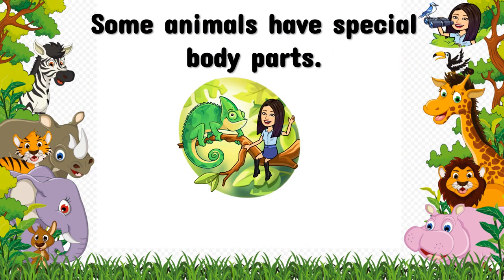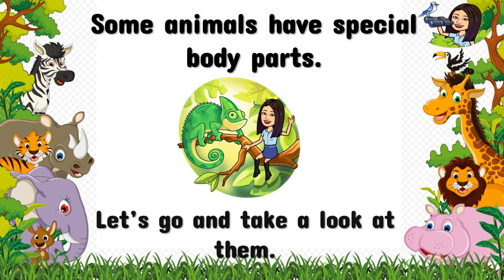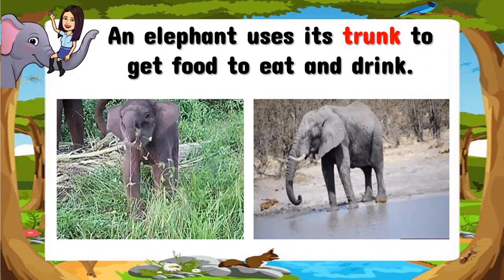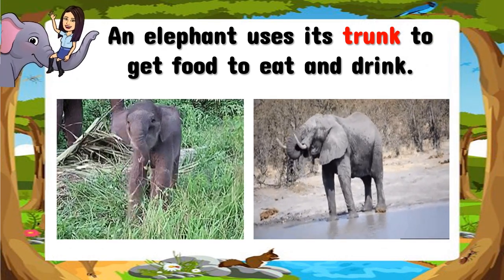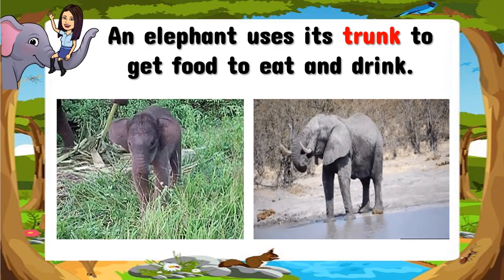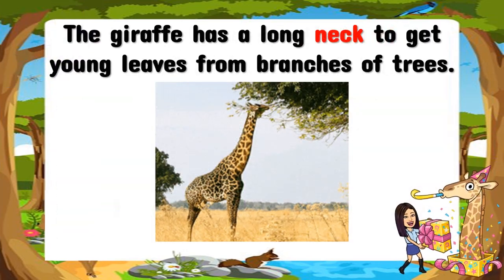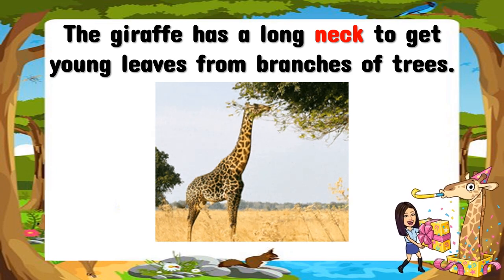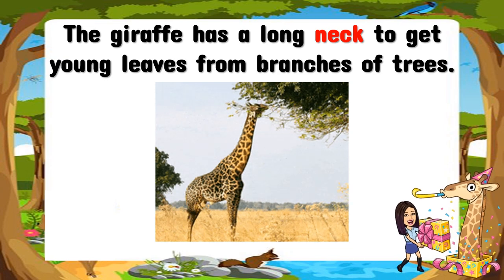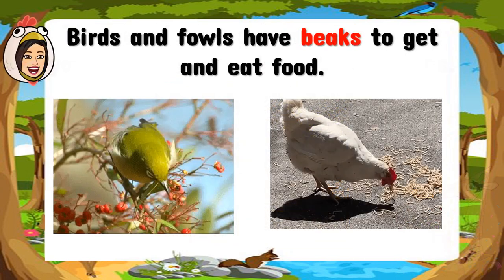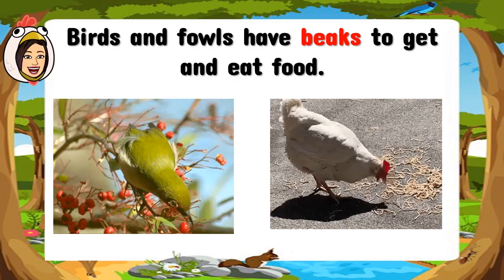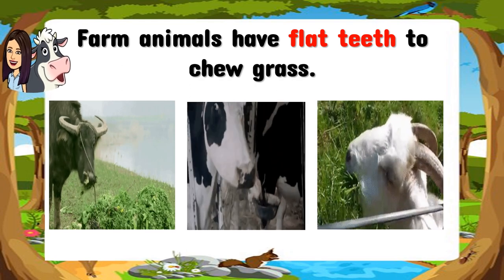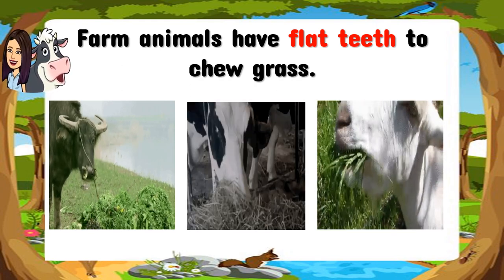Some animals have special body parts. Let's go and take a look at them. An elephant uses its trunk to get food to eat and drink. The giraffe has a long neck to get young leaves from branches of trees. Birds and fowls have beaks to get and eat food. Farm animals have flat teeth to chew grass.